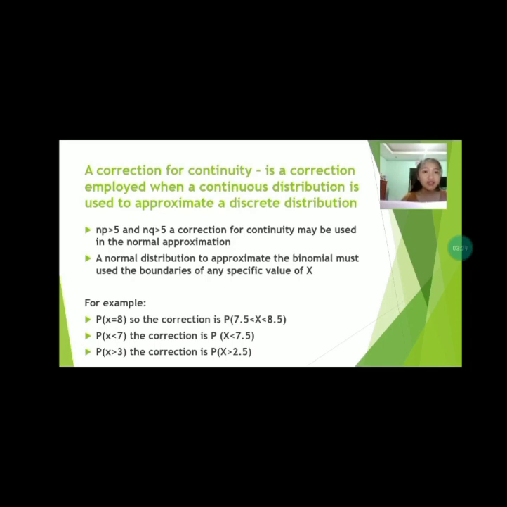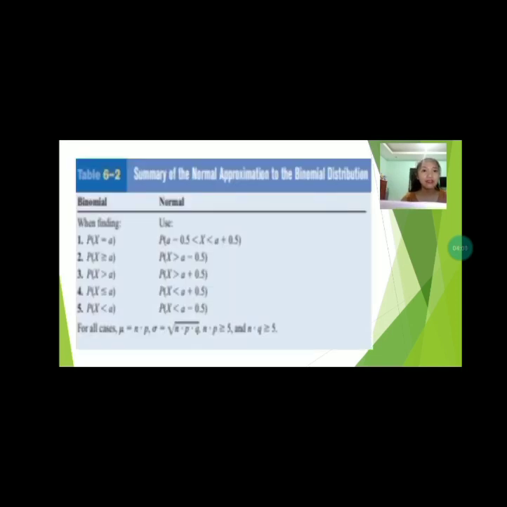We subtract 0.5 from the 8 on the left side, and add positive 0.5 on the right side. For P(x less than or equal to 7), the correction is P(x < 7.5), so we add 0.5. For P(x greater than or equal to 3), the correction is P(x > 2.5), so we subtract 0.5 to get 2.5. So that's the summary for the normal approximation to the binomial distribution.